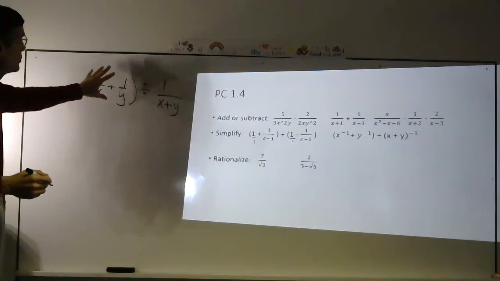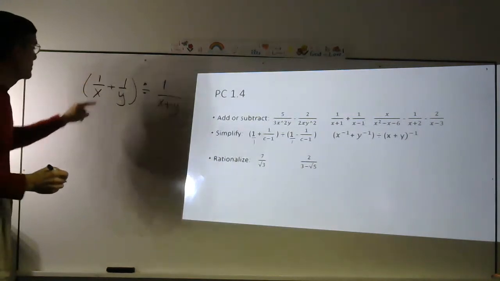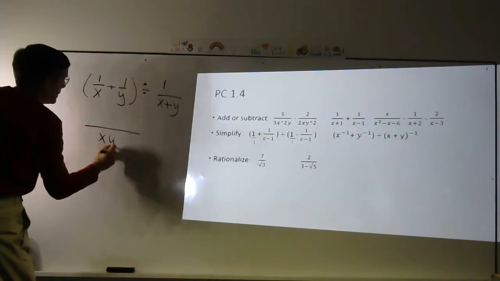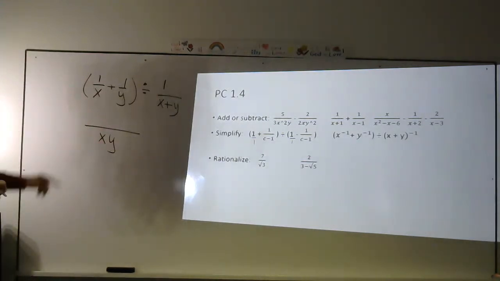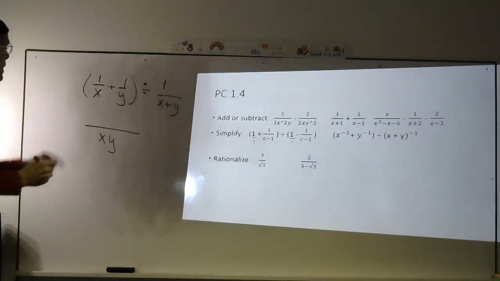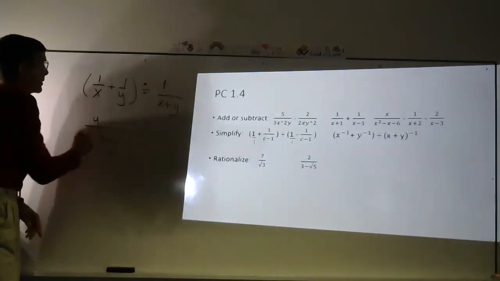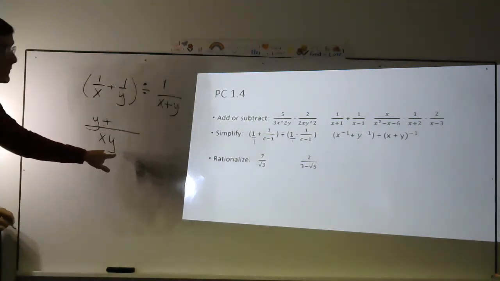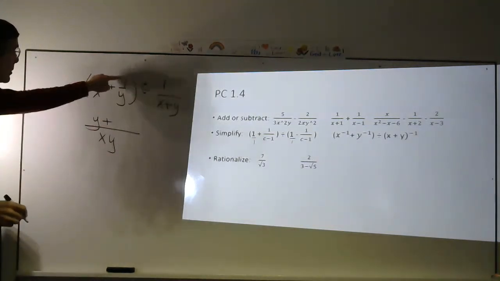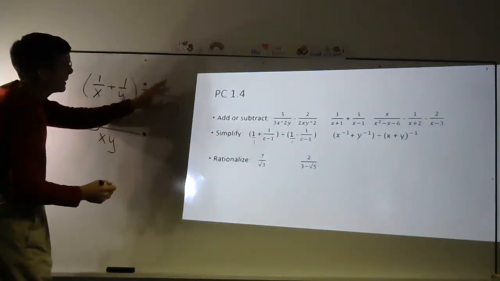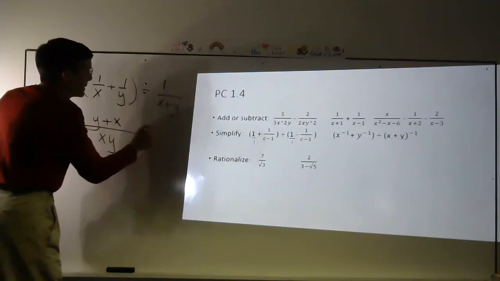Now, we have some work to do here. I have to get a common denominator. I need an x. I need a y. What do you do to x to get this? Don't you multiply by y? Y times 1 is y. What do you do to y to get this? Don't you multiply by x? So multiply by x. Divided by. Don't I change to multiply and flip it?